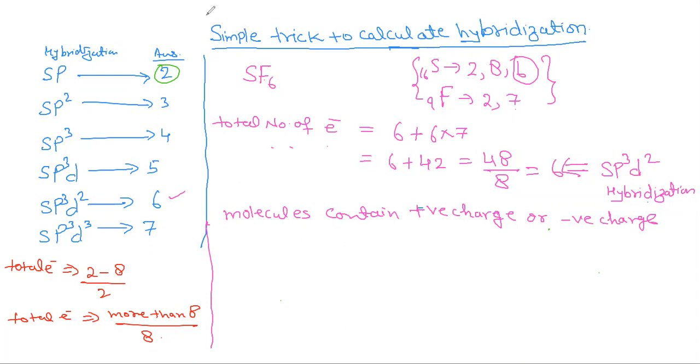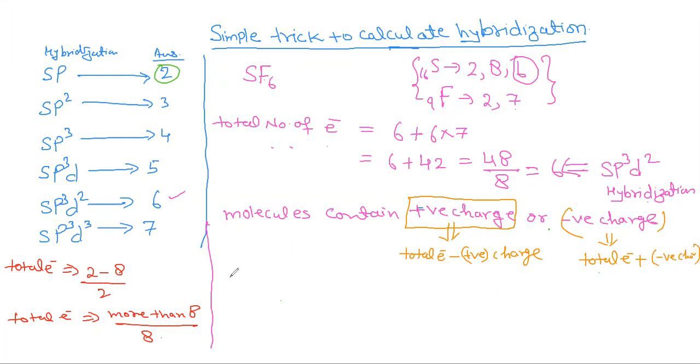Now remember the point: if the element is carrying a positive charge, total electron minus positive charge. Negative charge means, whenever you calculate the total electron, as previously with whatever method we used, total electron plus negative charge. I am telling you one example: H3O positive.